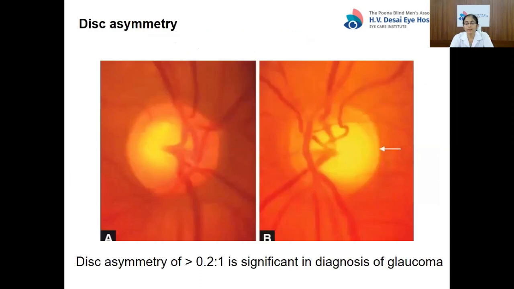As I said earlier, the discs are symmetrical in the two eyes. Asymmetry in the cup disc ratio of more than 0.2:1 can be a sign of glaucoma, provided the discs are of the same size.